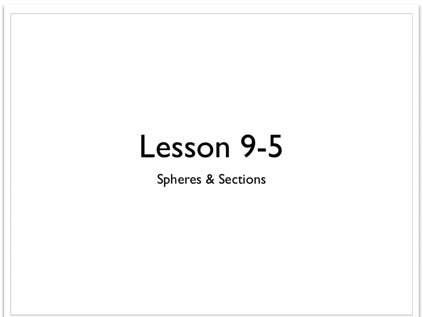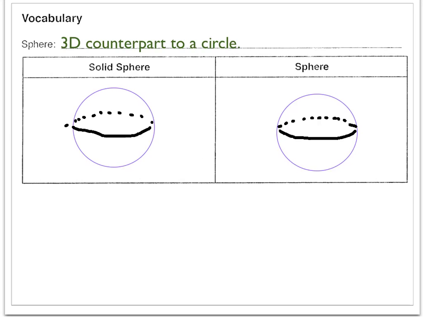Lesson 9.5, spheres and sections. So, there's a solid sphere and a circle. Of course, the difference, just like before, between a solid and a surface: a solid is filled in, obviously, like a rock, and just a sphere would be empty. We're going to be dealing with empty, hollow spheres for the most part in here.